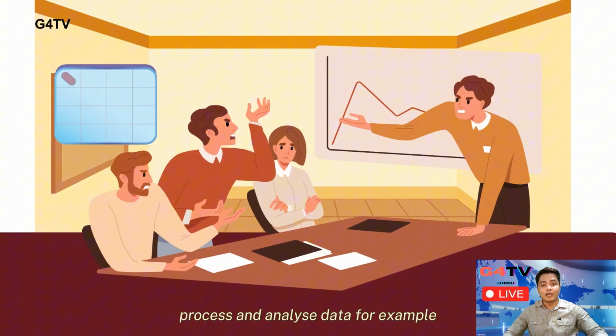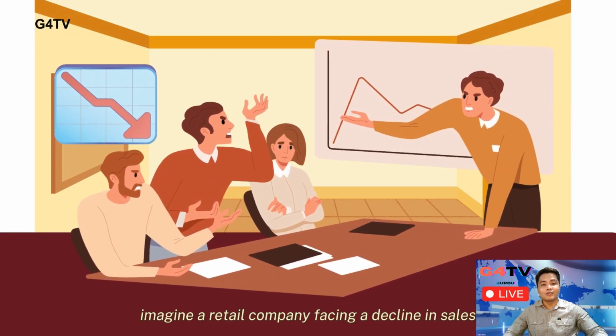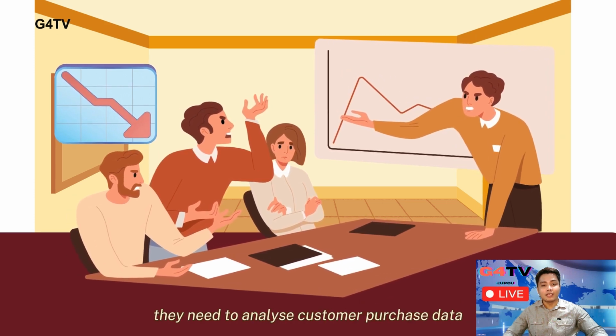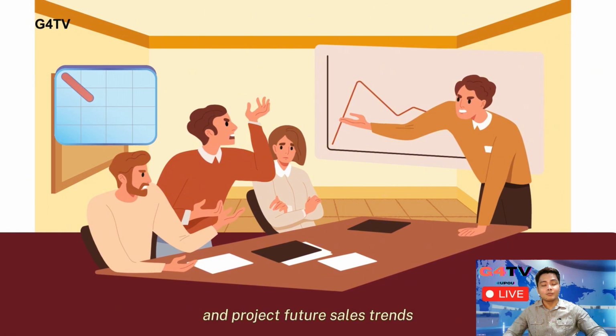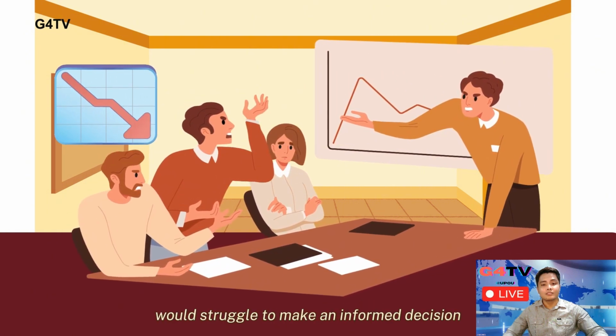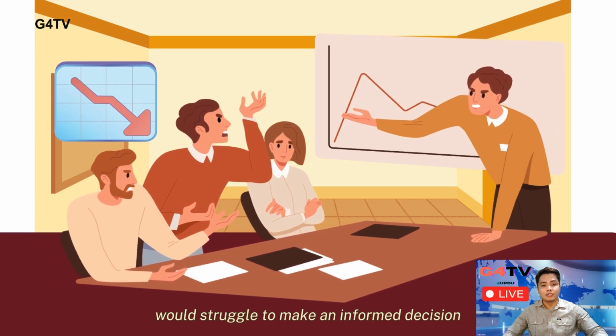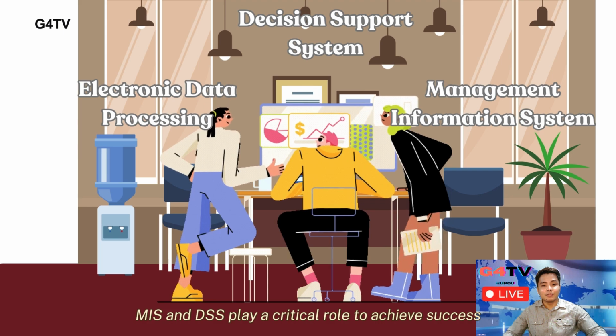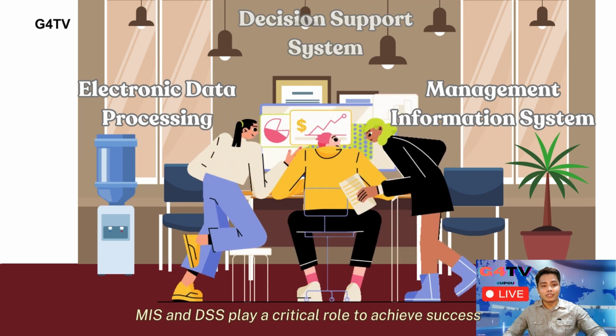For example, imagine a retail company is facing a decline in sales. To address this issue, they need to analyze customer purchase data and project future sales trends. Without the proper tools in place, the company would struggle to make an informed decision. This is where systems like EDP, MIS, and DSS play a critical role to achieve success.